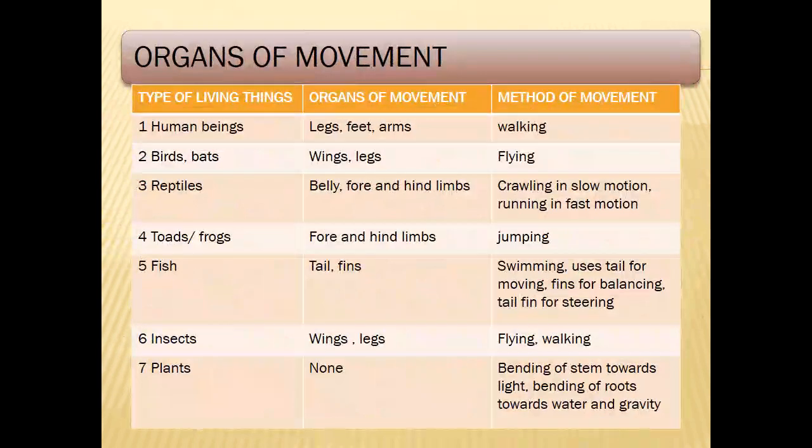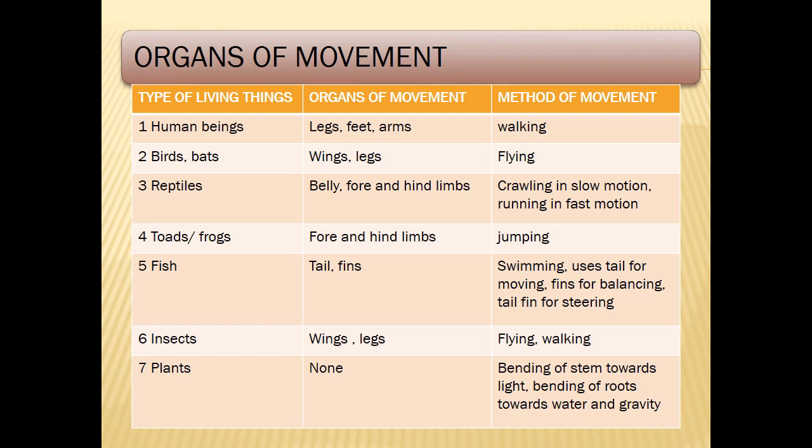This is why organs of movement. We're going to look at type of living things, organs of movement, and method of movement. The first one there is human being. Organs of movement in human beings are legs, feet, and arms. The method of movement is walking.